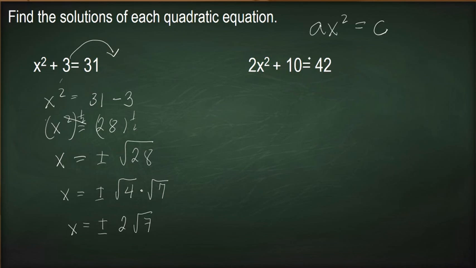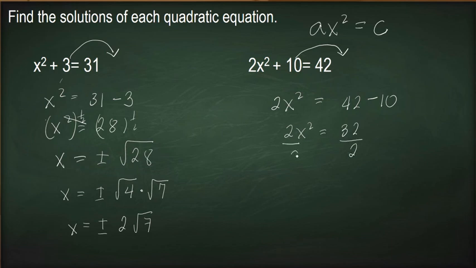Next, how about this? Okay, this is not yet written in this form, so we're going to transpose positive 10 to the right side, so it becomes negative. So copy 2x squared equals 42 minus 10. Okay, simplify this. So we have 2x squared is equal to 32. Then isolate x squared by dividing both sides by 2. So we have x squared is equal to 32 divided by 2 equals 16.